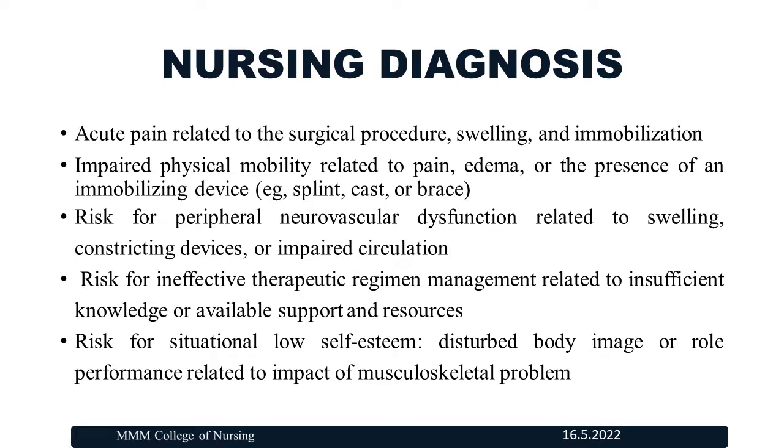The second, we can frame impaired physical mobility related to pain, edema, or the presence of an immobilizing device, for example, splint, cast, brace. Third could be nutritional: if the patient is having a nutritional problem, urinary problem, or any knowledge deficit, we can frame according to priority. Then the potential for risk: cerebral neurovascular dysfunction, ineffective therapeutic regimen, and situational low self-esteem to be framed.